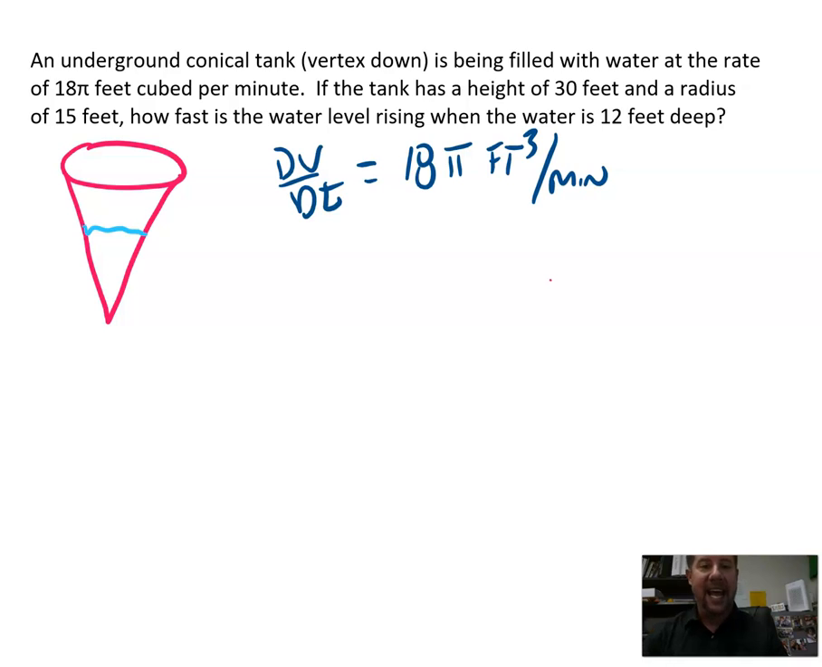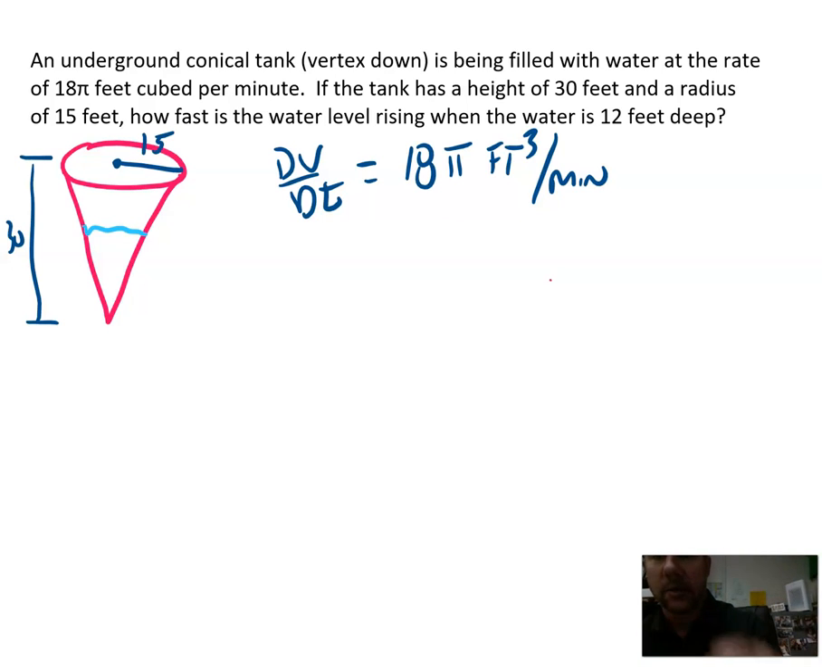If the tank has a height of 30 feet and a radius of 15 feet, so these are things that are not changing, so I can put on my picture a height of 30 feet and a radius of 15 feet. How fast is the water level rising?